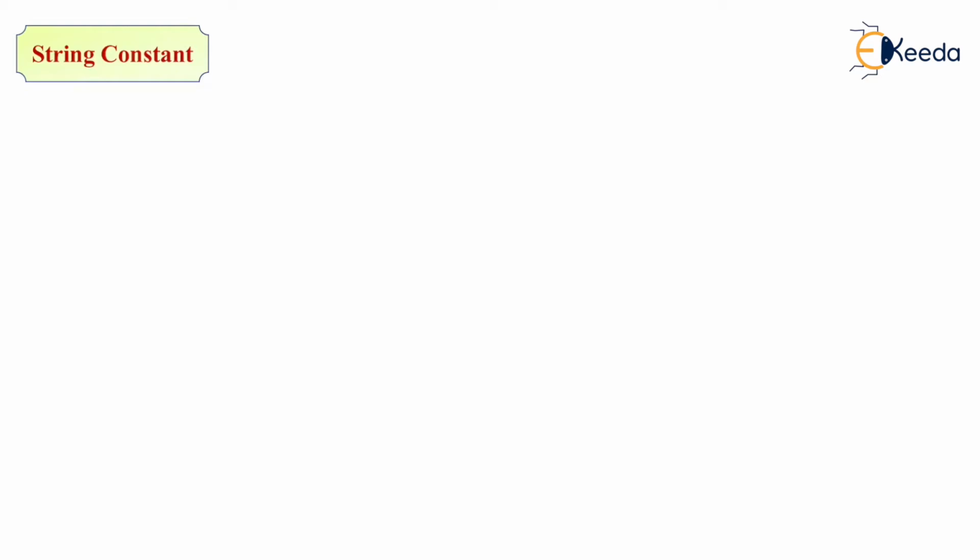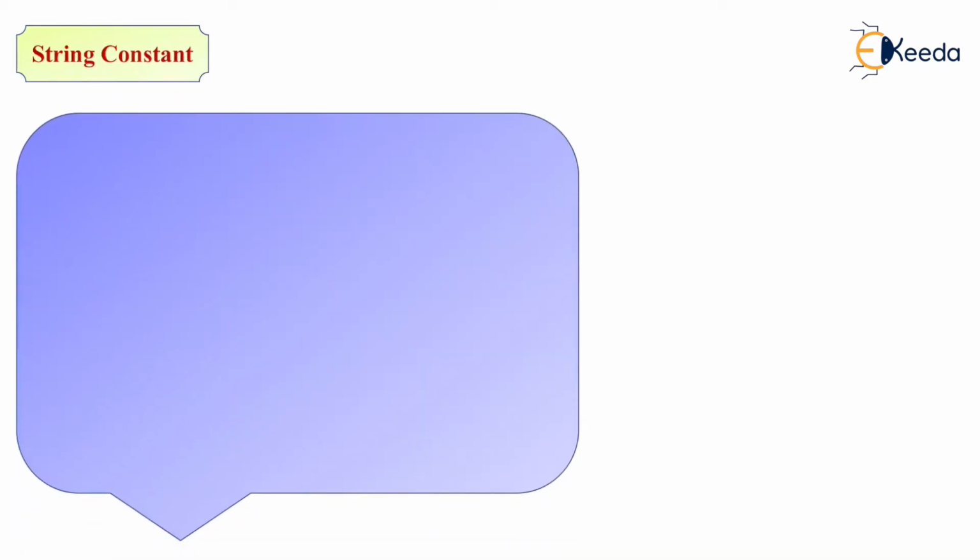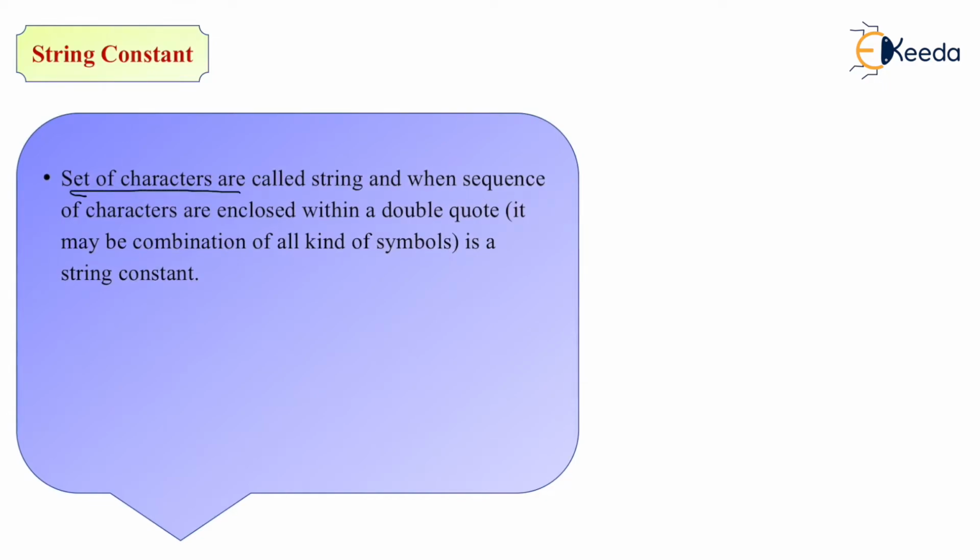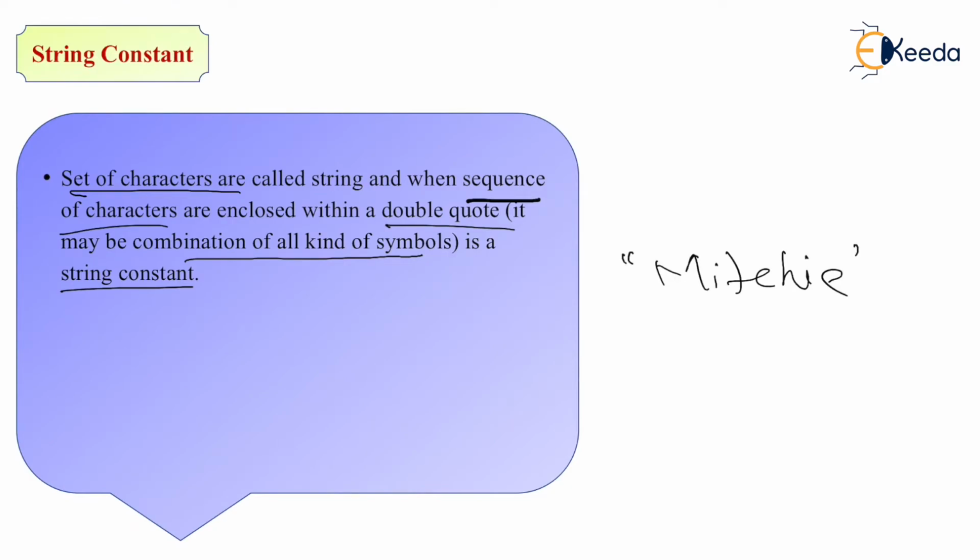Next constant is string constant. A set of characters is called a string. When a sequence of characters is enclosed within double quotes, it can be a combination of all kinds of symbols, and is called a string constant. Consider if you want to store a name, consider Michi. So you have to store this name in double quotes.